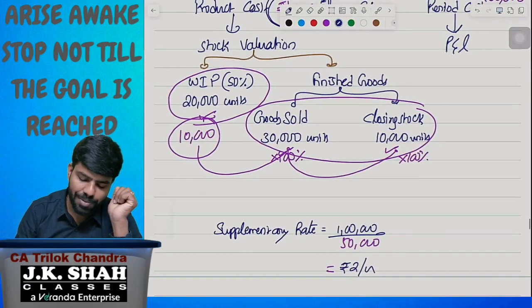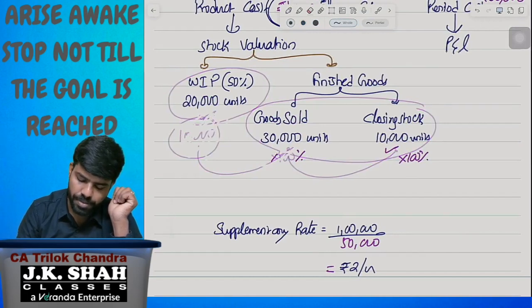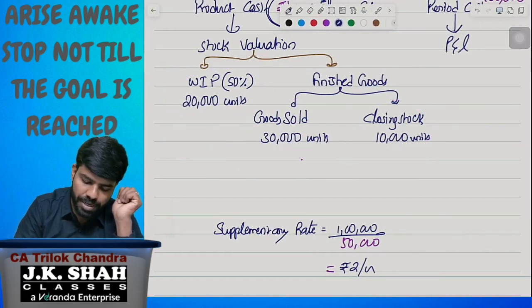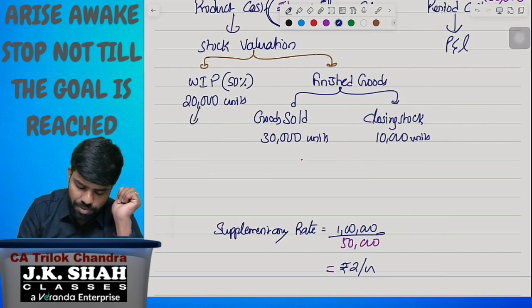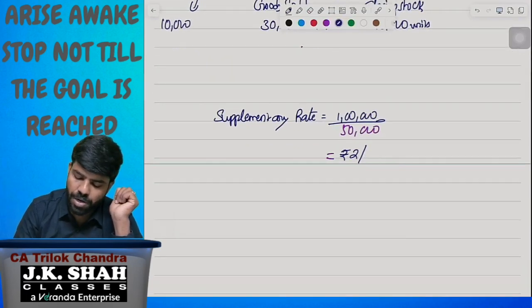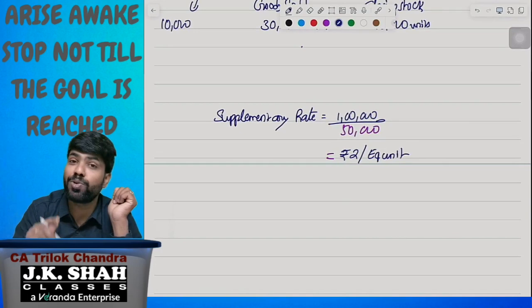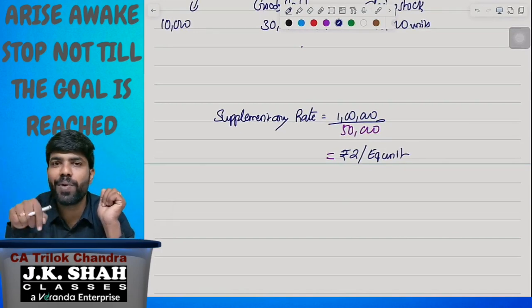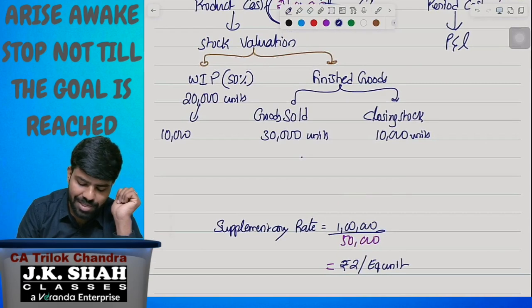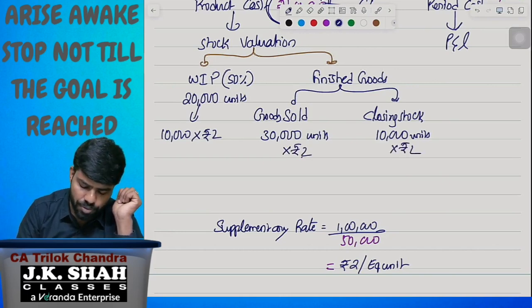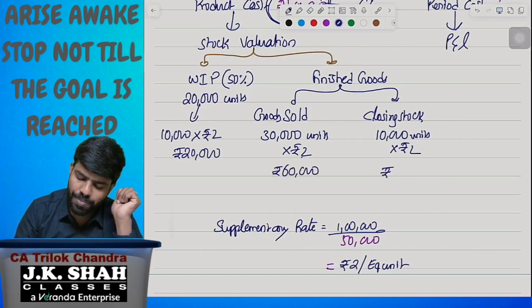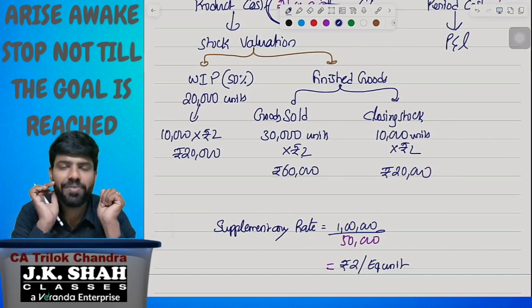So how much is accounted to work in progress stock? Listen. For work in progress, the equivalent units are 10,000. Please be careful: rupees 2 per equivalent unit, it is not per unit. There is a difference. The equivalent units of the work in progress is 10,000, that is 20,000 into 50%, so 10,000 into rupees 2. For goods sold it is 30,000 into rupees 2. For closing stock it is 10,000 into rupees 2. It comes to rupees 20,000 allocated to WIP, rupees 60,000 allocated to goods sold, and rupees 20,000 apportioned to closing stock. Totally 1 lakh is accounted.